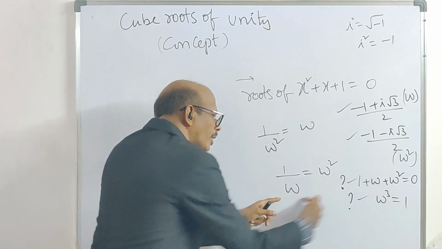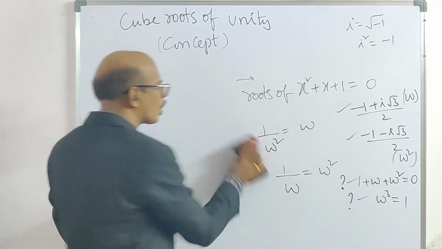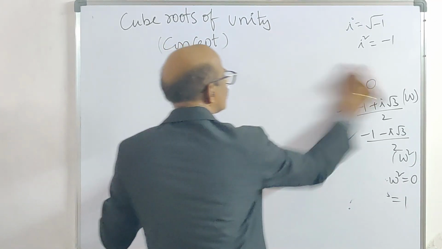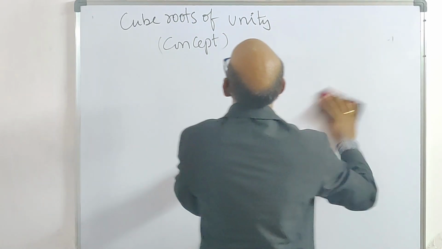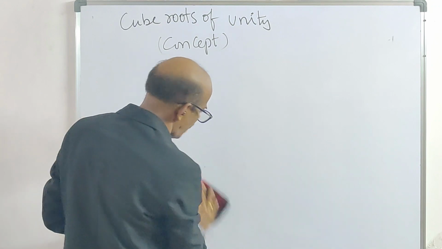Don't worry. Here multiply to get omega cube. And one more good observation linked with the roots of x square plus x plus 1 equals 0. x square plus x plus 1 equals 0.